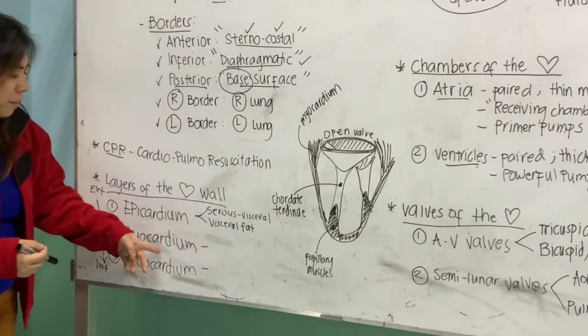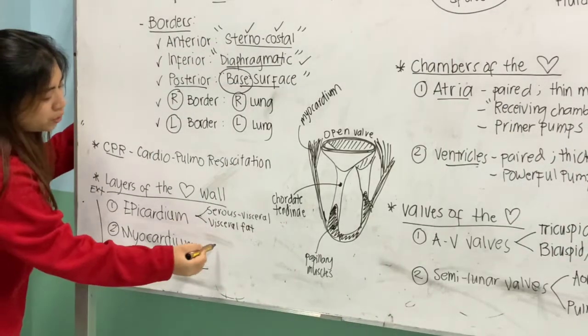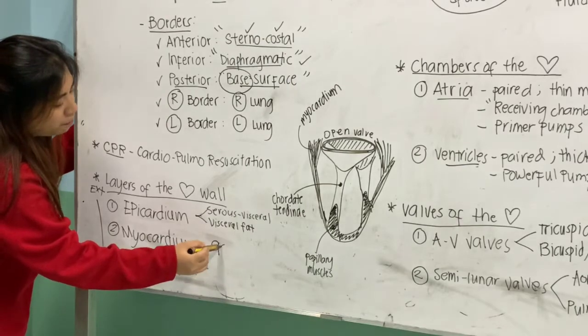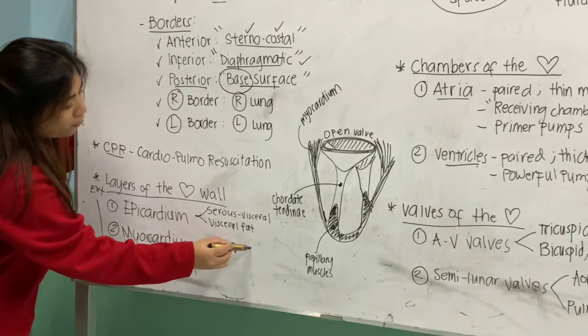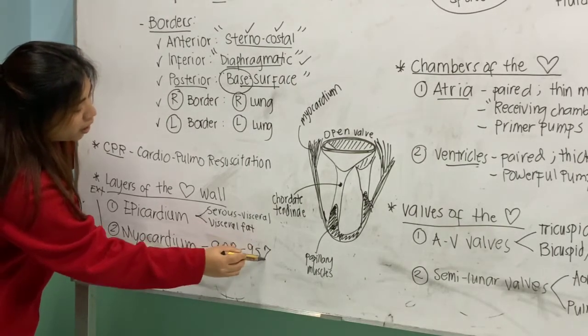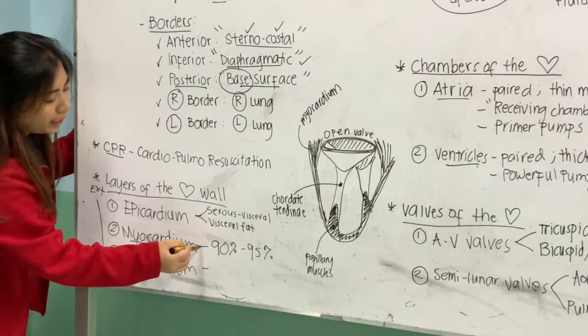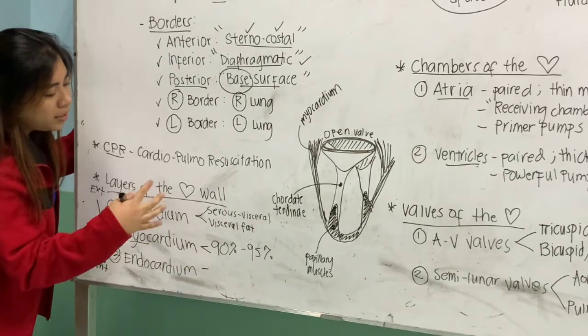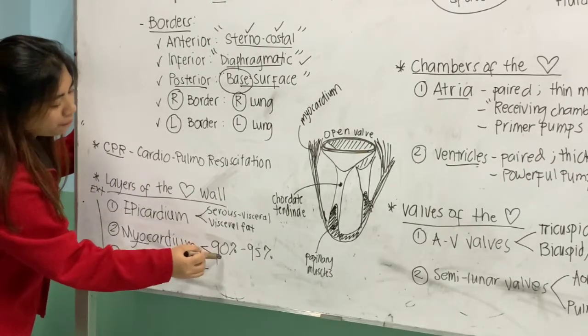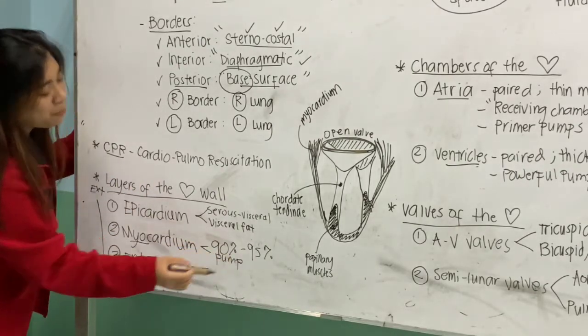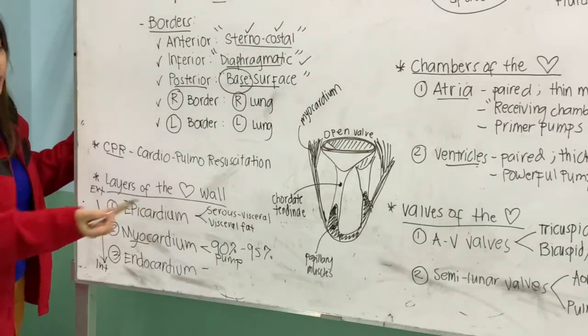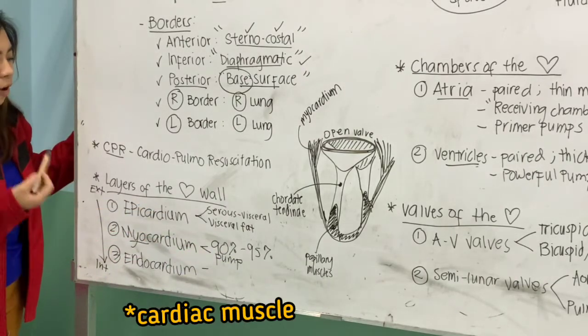And for the middle layer, you have your myocardium. This comprises 90% to 95% of the heart wall. So your heart is also a muscle. This is important. This is what allows your heart to act as a pump. It can pump blood because 90% to 95% of it is made up of muscle.